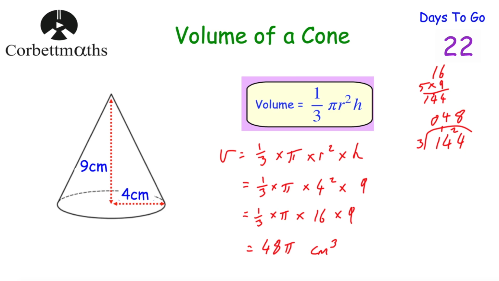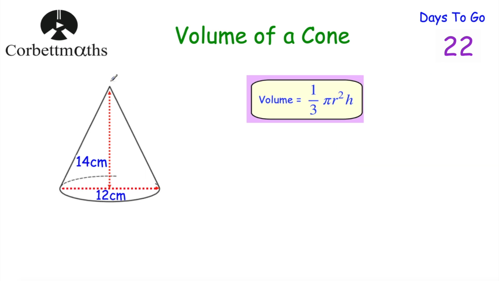Okay, let's have a look now at a question for you to try. So here we've got a cone. The diameter of the base of the cone is equal to 12 centimeters. The height of the cone is equal to 14 centimeters. Can you find the volume of this cone? And do the question twice. Do it as a calculator question to begin with, and then a non-calculator question after, and see if you can get it right.